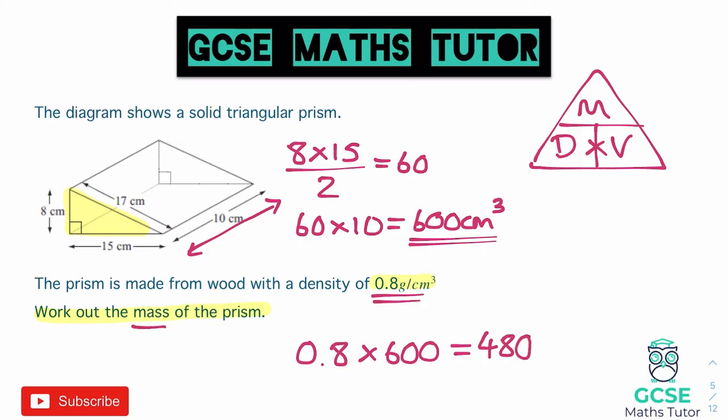And this is a mass, so looking at our density units, it's grams per centimeter cubed just here. So that would be 480 grams, and that would be our final answer. And that's how we go about working these out.